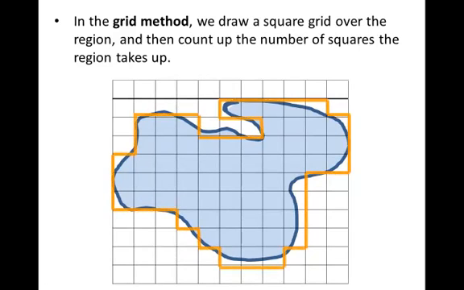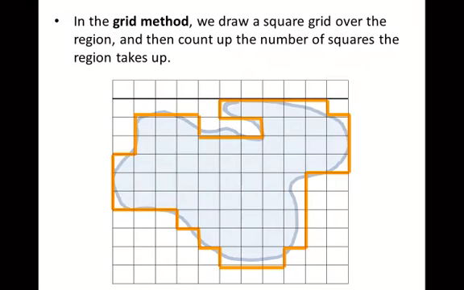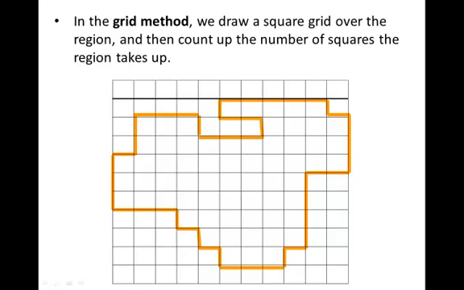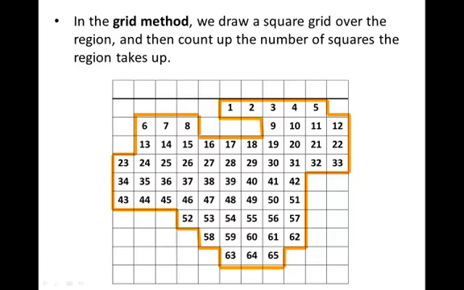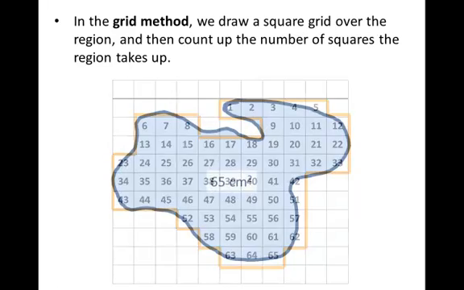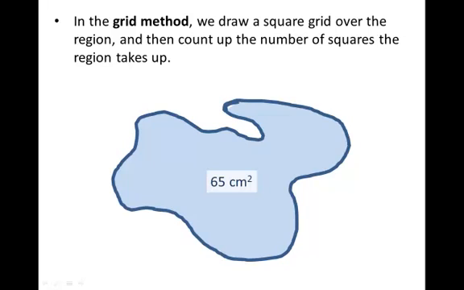We'll mark those squares that the region overlaps, and then count up just the number of squares we've marked. So in this case, we count 1, 2, 3, 4, 5, 6, 7, 8, 9, 10, up to 65. And so since these were the squares that covered the region we were looking for, that tells me that the region was approximately 65 square centimeters in area. That's about as easy as we could hope for right here. But when there's a lot of squares, it takes a long time to do.